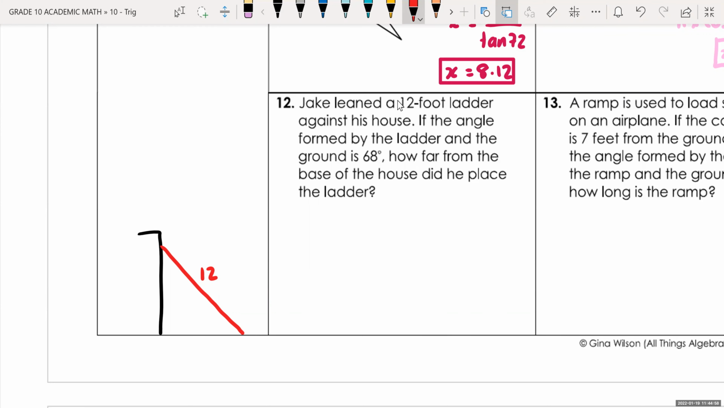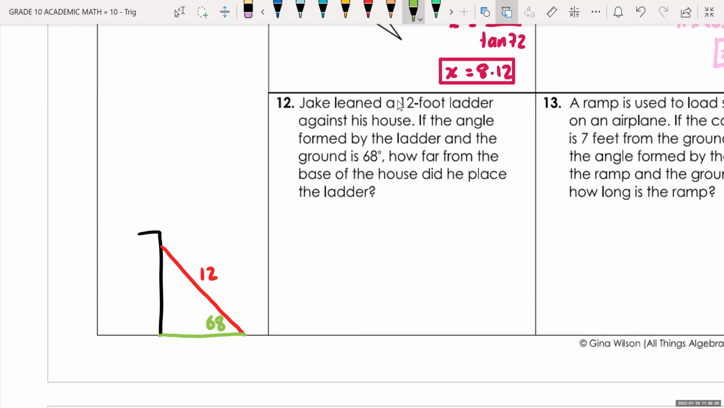If the angle formed by the ladder and the ground, so we know the ground is right over here. So if the angle that's formed by the ladder, which is in red, and the ground, which is green, is 68 degrees, I'm going to go ahead and write 68 degrees in there. So they're saying that little angle is 68. How far from the base of the house did he place the ladder?